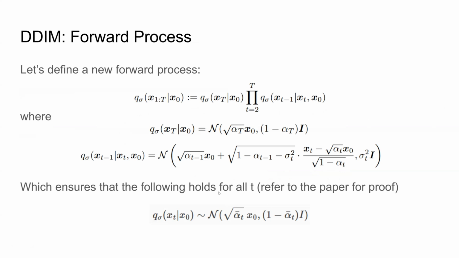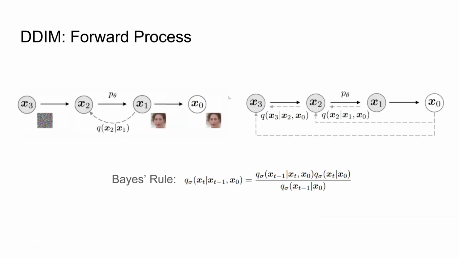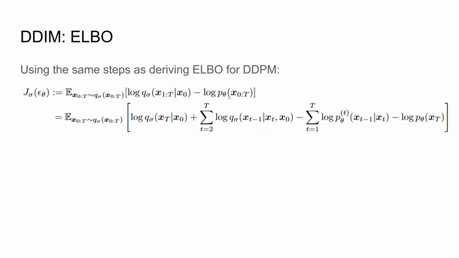There's a proof in the paper that you can check out. It's kind of complicated, so I'm not going to include it here. But just keep in mind that under this new definition of the forward process, we get to the same marginal distribution of xt given x0. Okay, so given this, and we call this Markov chain here, it can be proved using similar steps as we derived for DDPM to arrive at this equation.